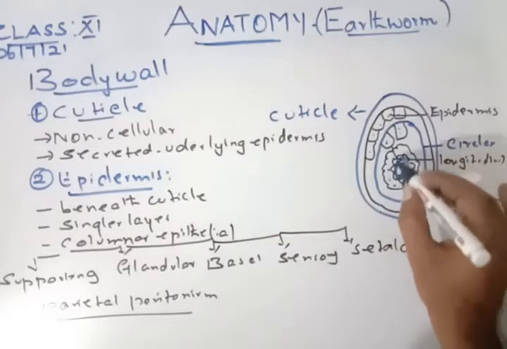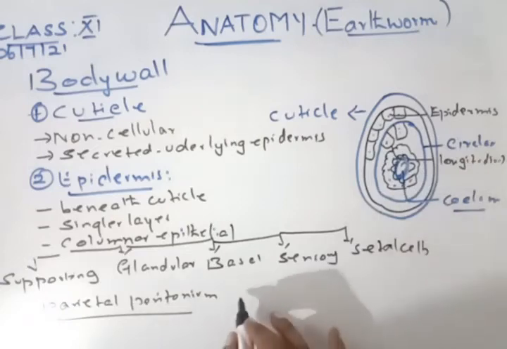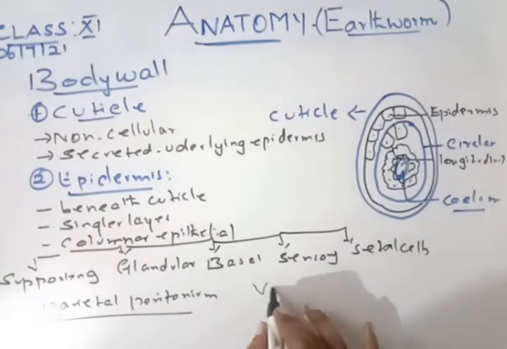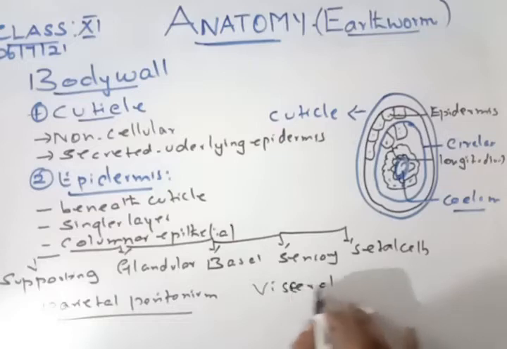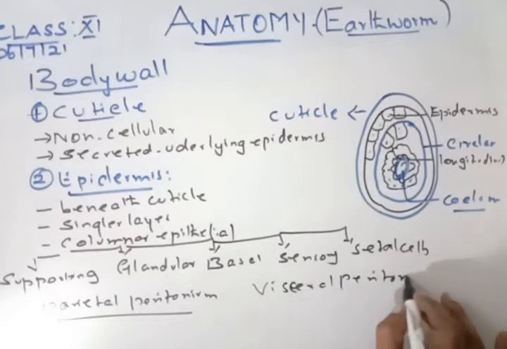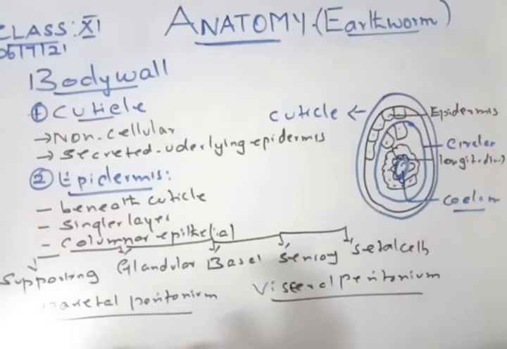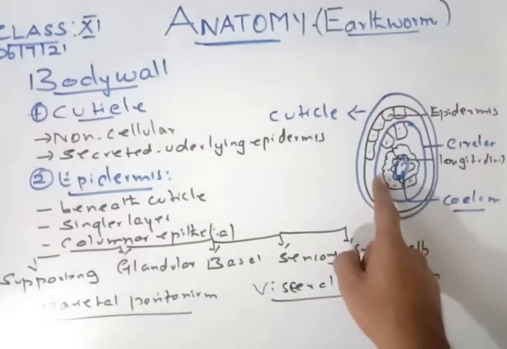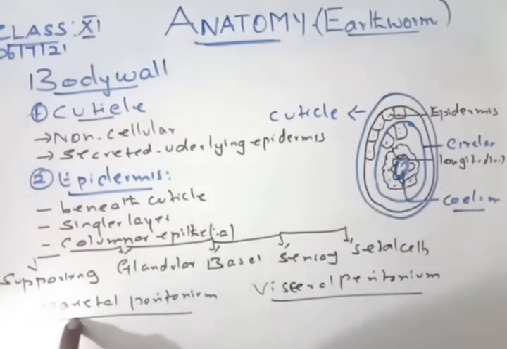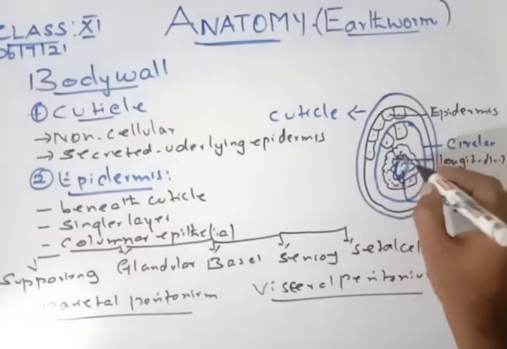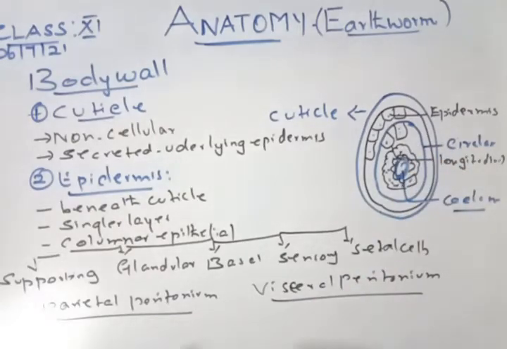So this layer is called the inner layer. That one is called the visceral peritoneum. Okay, so there are two peritoneums. One is on the outer part of this coelom, that is called parietal peritoneum. One is on the inner part, that is called visceral peritoneum. Understand? In between you have this cavity, and this cavity will secrete certain fluids.